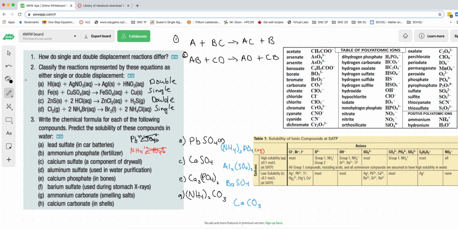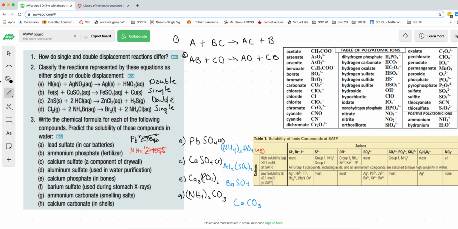Calcium sulfate. I've already covered what sulfate is with a 2 negative charge. Calcium is in group 2 with a 2 positive. So once you crisscross, it then reduces to be a 1-to-1. So we find sulfate. And again, most does not give us enough information. So let's see if calcium falls under the low solubility, which it does. So calcium sulfate is going to form a solid in solution.